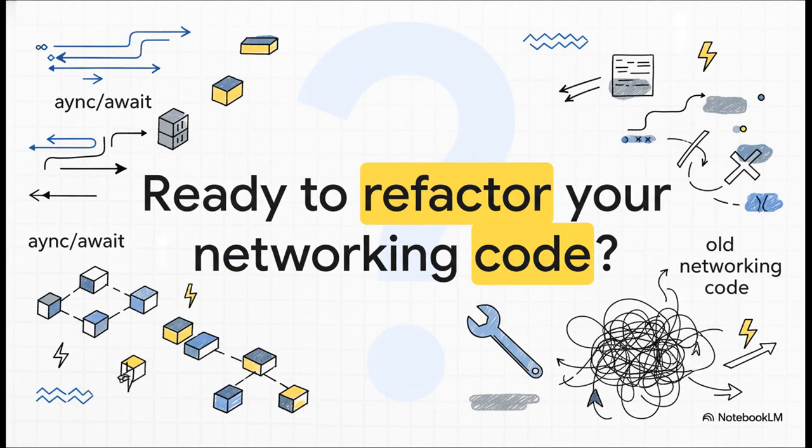So after seeing how clean, safe, and powerful Codable and async await are together, doesn't it just make you want to go back and refactor some of your old networking code? I bet the answer is yes.